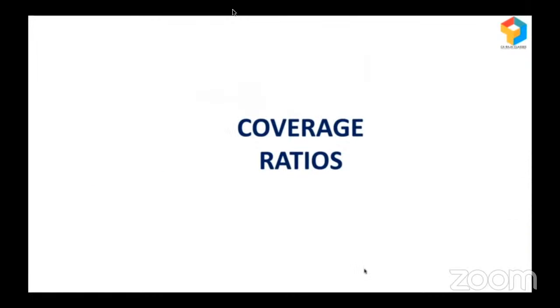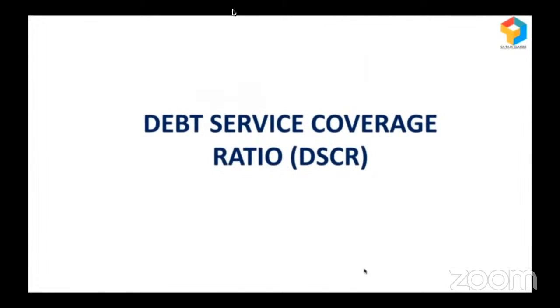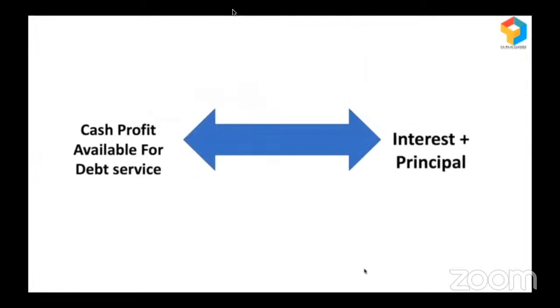Next, we'll move on to coverage ratio. In that, first I'm going to explain the debt service coverage ratio. We call it DSCR. This ratio is calculated to measure the repayment capacity of a borrower when he approaches a bank for a term loan. So how is repayment capacity measured? It is measured by finding out the cash profit available for debt service and comparing that with the repayment obligation for every year, which is interest plus principal.